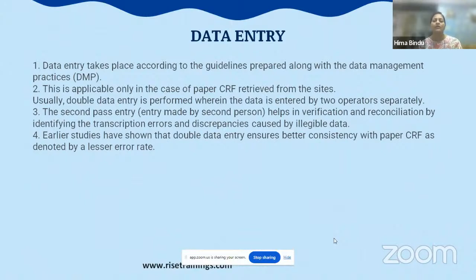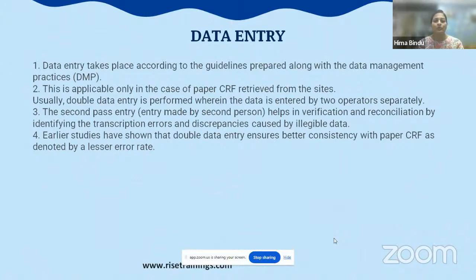This is mainly important during audits. They will check why you have done a back entry, and why you have not entered the date. All these things will be checked, because in clinical research, the transparency of the data and maintaining the data as per the guidelines is very important.